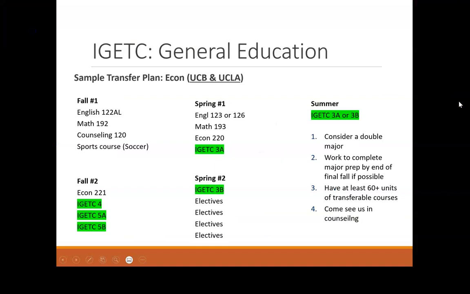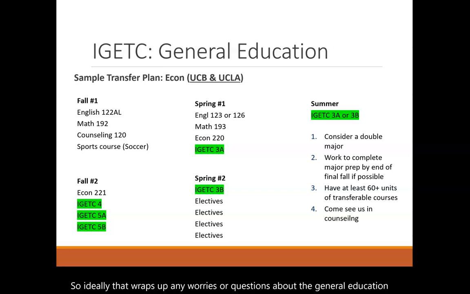So ideally, that wraps up any worries or questions about the general education or IGETC. I would say come by and see us in counseling often. Don't rely on rumors, and make sure you have everything you need in order to lay a good foundation as you move and prepare for transfer.